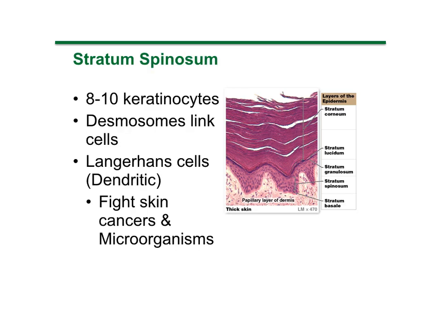The next layer up from the basal is our stratum spinosum. These are roughly 8 to 10 layers of keratinocytes. They have the desmosome linked cells. We also have Langerhans cells found here, which are dendritic cells. This layer helps fight skin cancers and microorganisms. The Langerhans cells are important for immune system response.